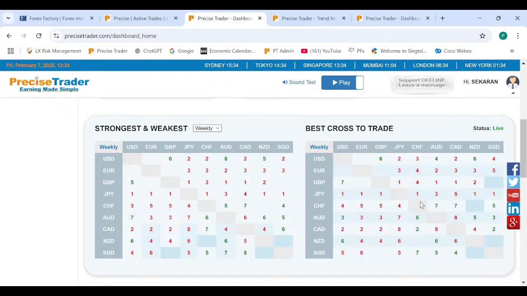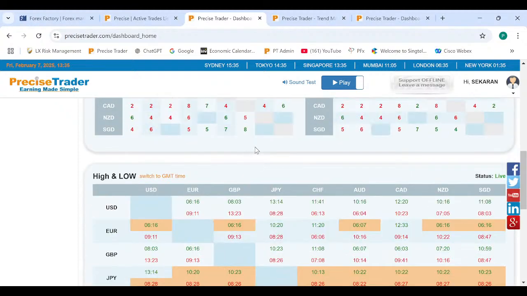So on the right, on to your right, if you see dollar yen, if you put your cursor there, then that will tell you vertically down which would be the best cross to trade. So for instance, if you want to trade yen, pound yen would be the best cross, because that is showing 1. Second is dollar yen, third is euro yen, fourth is Swiss yen, and fifth is Sing yen, sixth is New Zealand, seventh is Aussie, and eighth is Canadian yen. So this is something you can also look into.